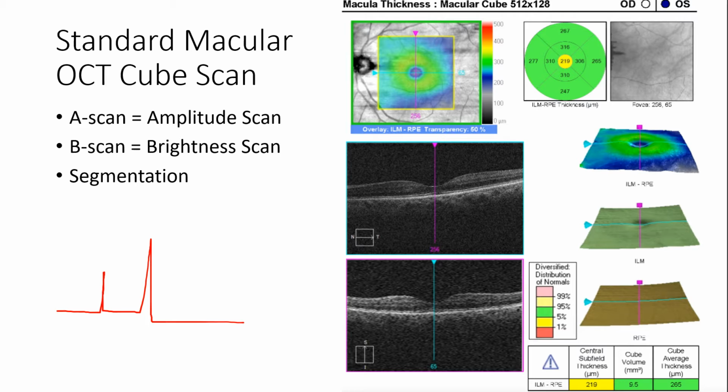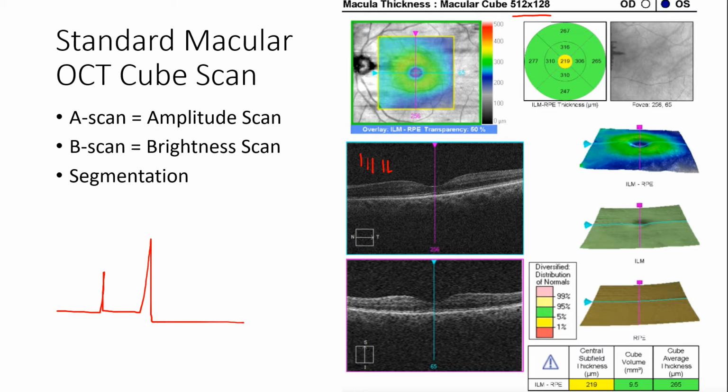Therefore, the brightness scan or B scan was developed. In a B scan, the reflectivity along the beam is displayed as a brightness. So in a 512 by 128 cube scan, this means that there are 512 scan positions along the nasal to temporal axis, or x-axis, and then 128 points along the inferior to superior, or y-axis. The third dimension of the cube is the depth of the A-scan itself, or the anterior-posterior dimension of the eye.